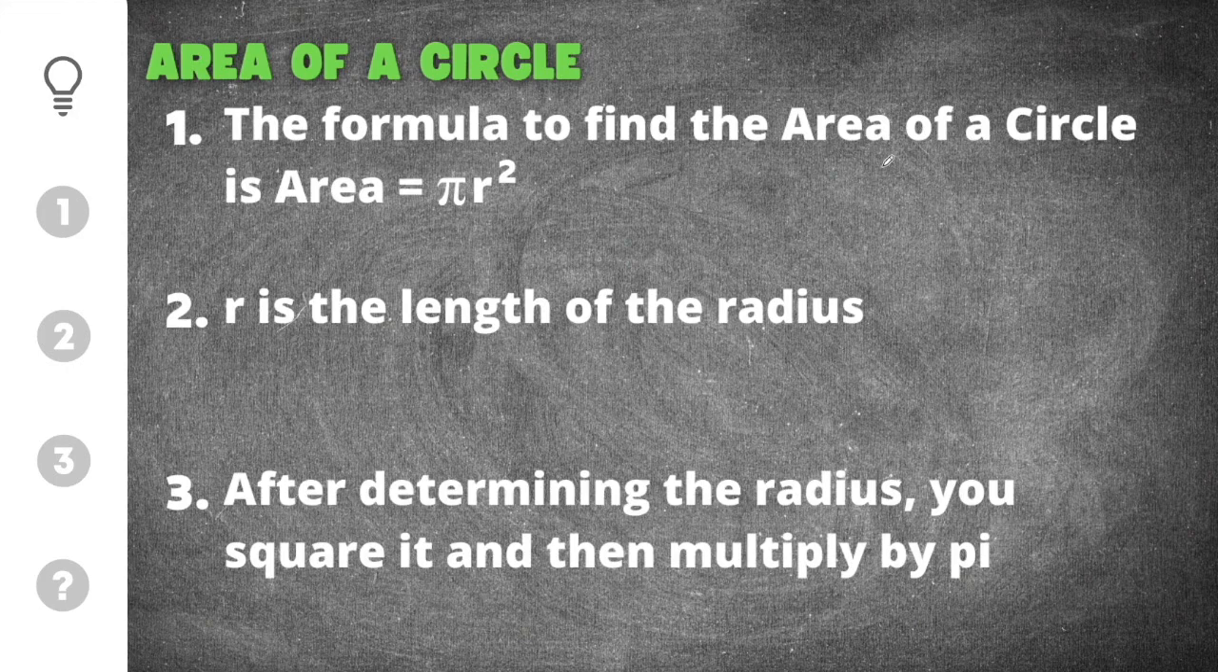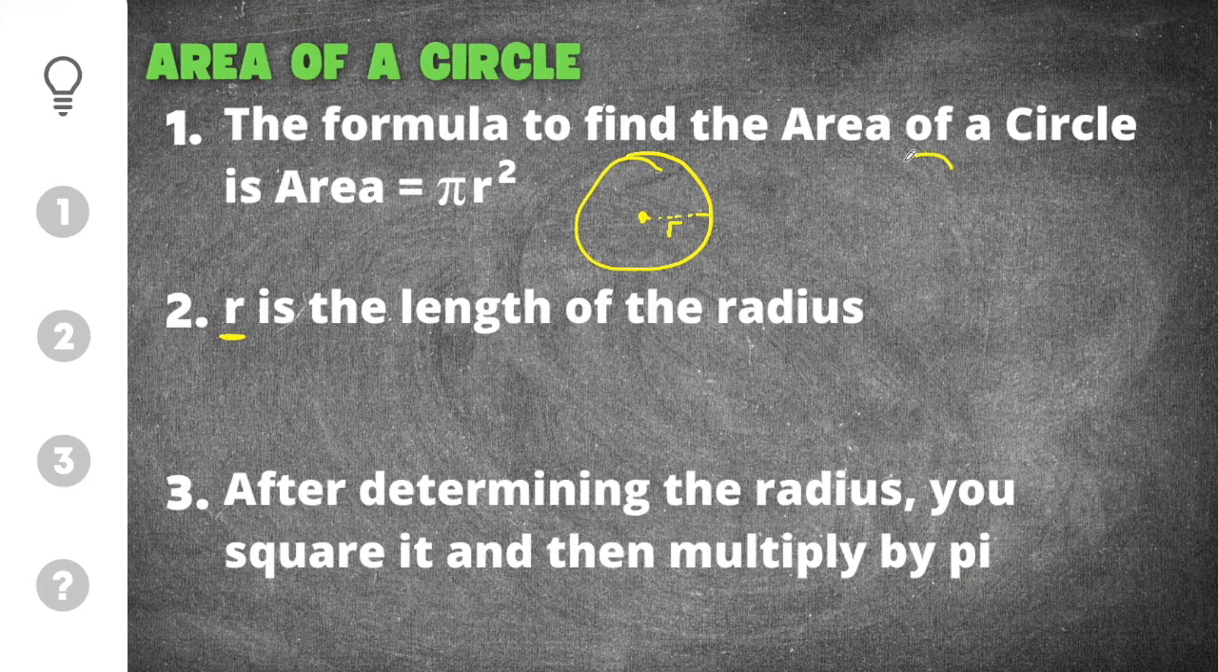Now the formula for area of a circle is area equals pi times the radius squared. The formula for area of a circle is area equals pi times r squared. Now r is the length of the radius of the circle. So if we have a circle here, the radius is from the center point out to any edge of that circle. So this would be the radius.